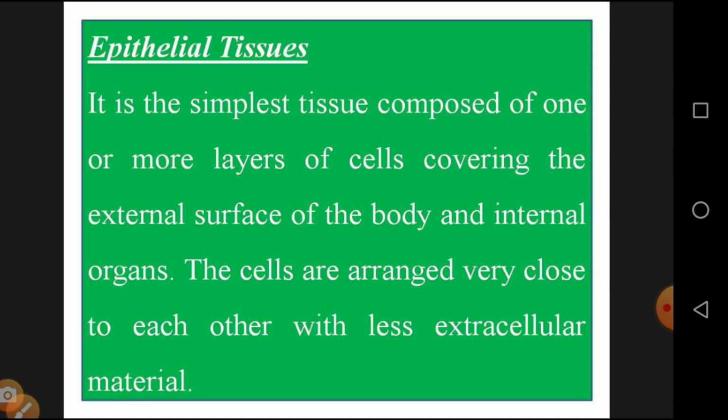Then, inside, we will see our brain. The brain is located in the skull, and it is covered with the meninges, which is called an internal membrane. The cells are arranged very close to each other, with less intercellular material. In plants there is a large amount of intercellular space, but in human beings we have less intercellular material.